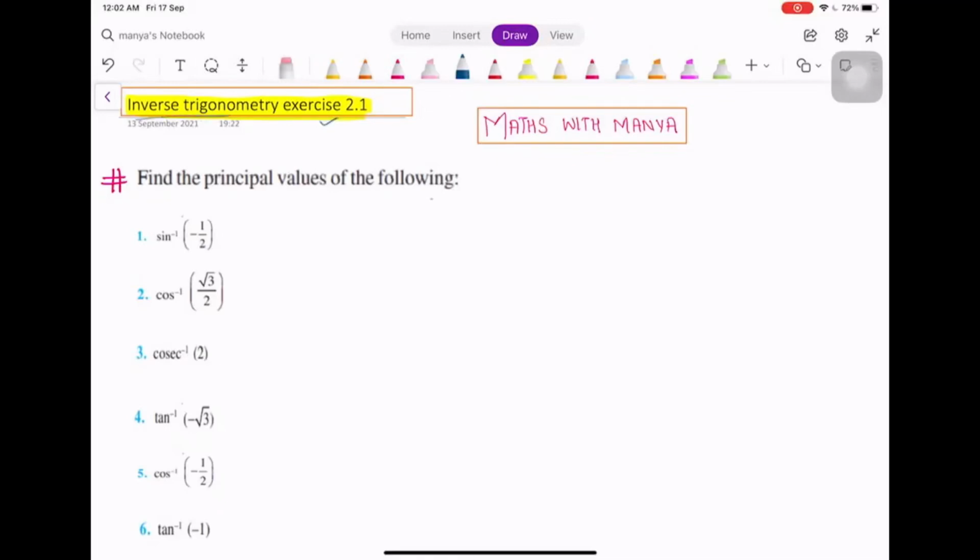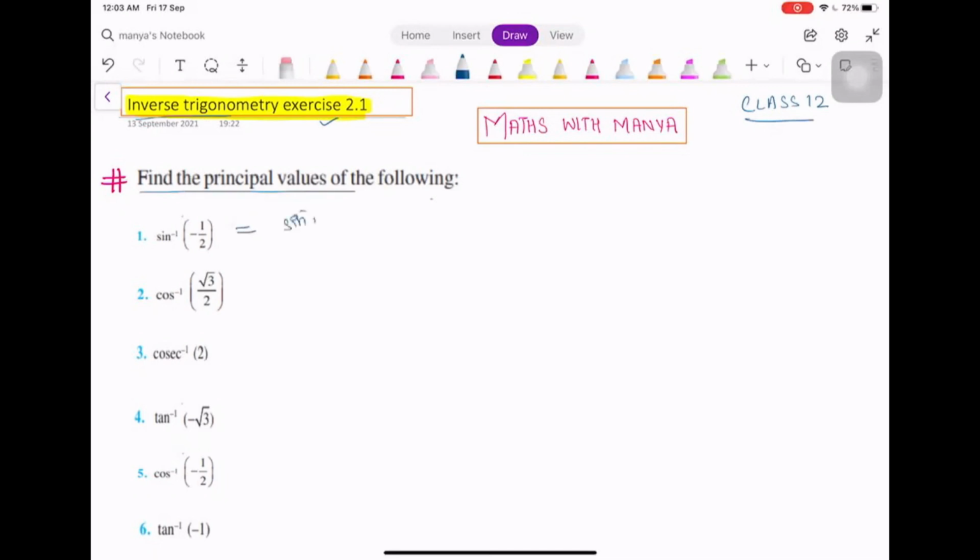Chapter inverse trigonometry, class 12. So let's start with the first question. The first question says, we need to find the principal values for the following questions. Let's start with the first part.